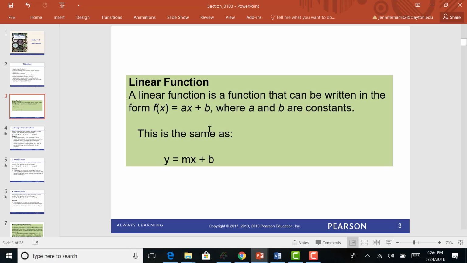What if I have it written like this? Is that in slope-intercept form? No, it's not. This is called standard form. If you see the x and the y on the same side of the equal sign, it's called standard form. The homework is in some cases going to ask you to turn it into y equals mx plus b form. That means they want you to solve and get y by itself.